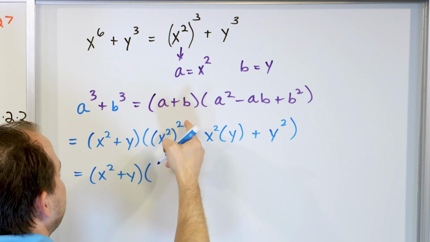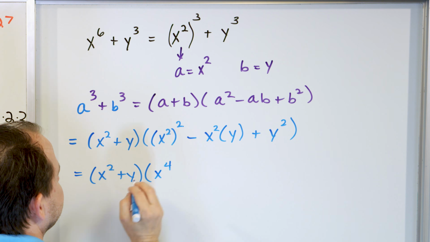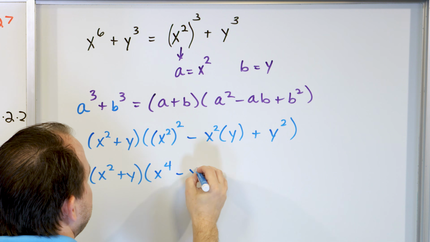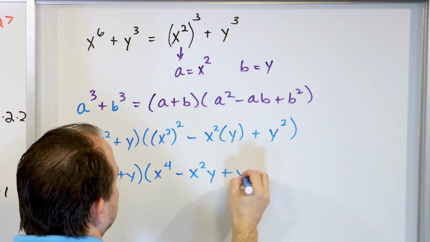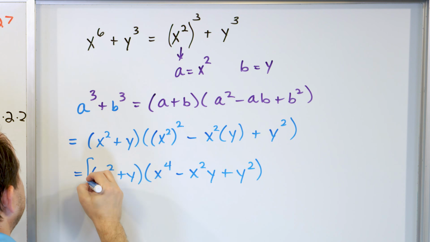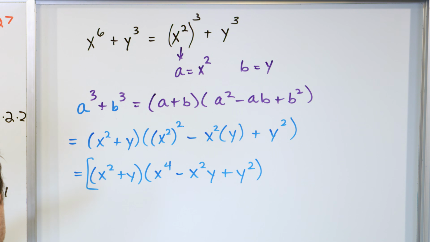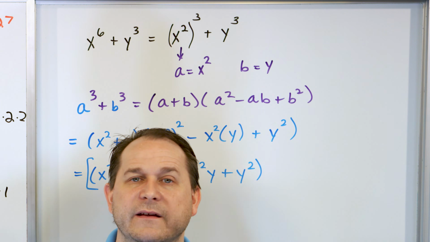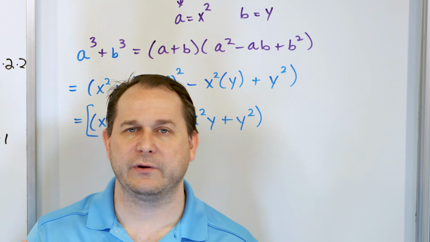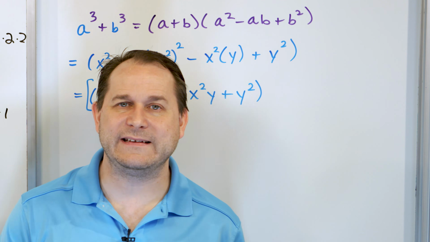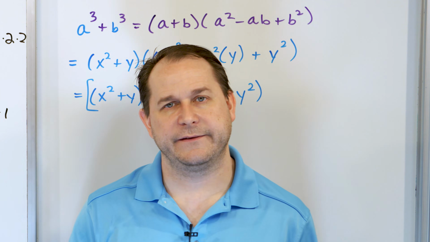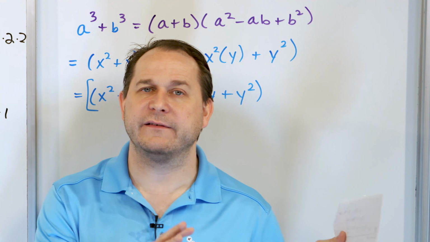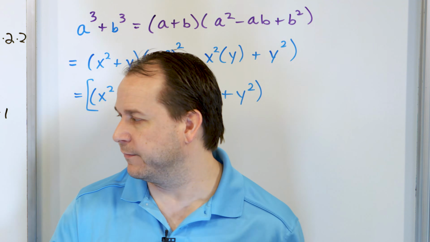Here, x squared squared, you multiply the exponents, giving x to the 4th power, minus x squared times y plus y squared. And this should be the final answer. Let me double check. x squared plus y, x to the 4th minus x squared y plus y squared. So that is a good introduction to the sum of cubes and the difference of cubes. Again, they're special cases. What you should do is try to see if you can identify cases when you can write an expression as the sum of 2 cubes or the difference of 2 cubes.